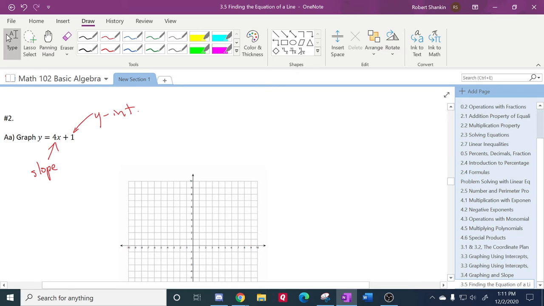The y-intercept is what you start with: 1. And then the slope is 4. So I'll make a fraction out of that. Anything is itself over 1. So I'm going to rise 4, run 1, and then I graph 1.